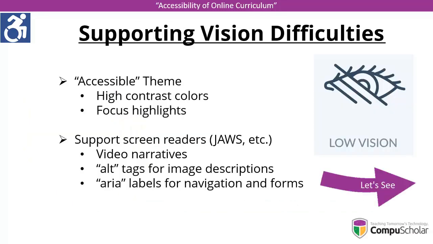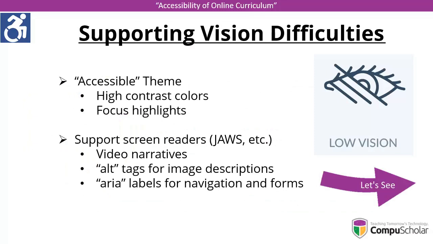So when you think about accessibility, supporting students with vision difficulties probably leaps right to the front of your mind as one of the most popular features. And this has a variety of things that you can do to help out. In our own system, we have what we call an accessible theme. And if you enable the accessible theme, you'll get some high contrast colors and focus highlights and some other visual decorations to help those that are navigating by sight but might have a little bit of difficulty.